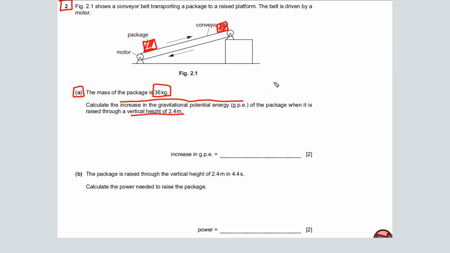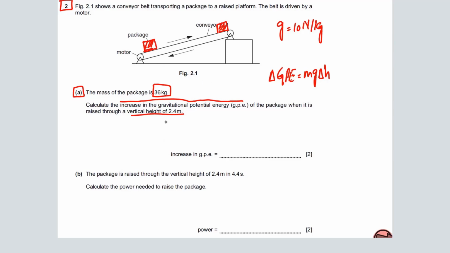How can we calculate the gain in gravitational potential energy? Simply, the change in gravitational potential energy is equal to mg delta h. The g at IGCSE level we can write as 10 Newton per kg. Now we just need to use the formula and we can find the increase in gravitational potential energy.